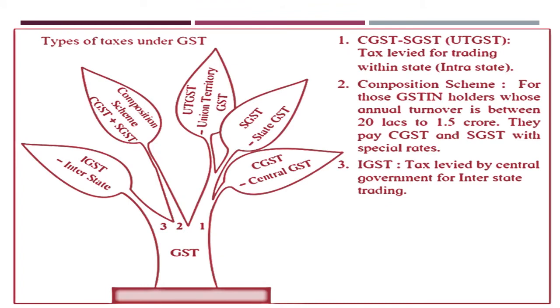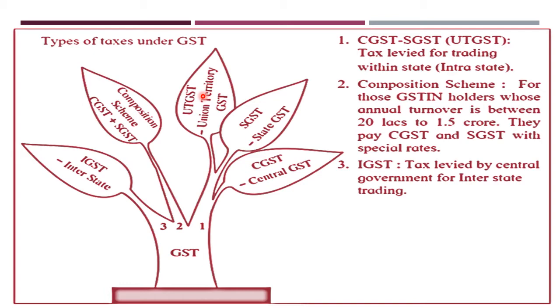Next, the types of taxes under GST. Now, for the state, we know that there is State GST. For the central government, it is Central GST. Then there is UT GST, that means Union Territory GST. So now one branch, there are three types depending on the government. If the central government is collecting the amount, then it is Central GST. The state government collects State GST, and the Union Territory government collects the Union Territory GST.